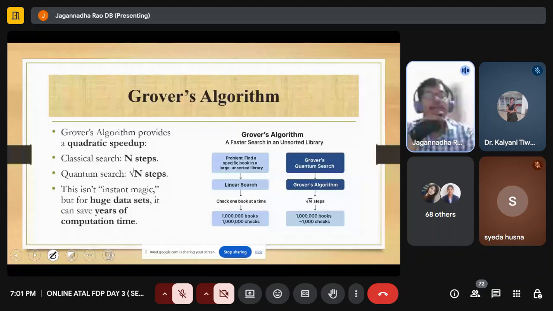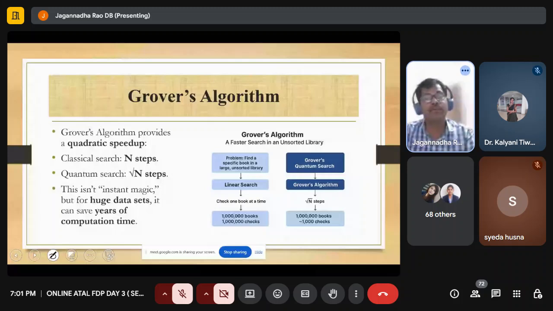So Grover's algorithm speeds up search in an unsorted library. If the library is sorted, you can also use classical binary search, but quantum is more powerful. But there is a condition: whether sorted or unsorted, you can go with Grover's algorithm. In general, classical methods need sorted elements only.